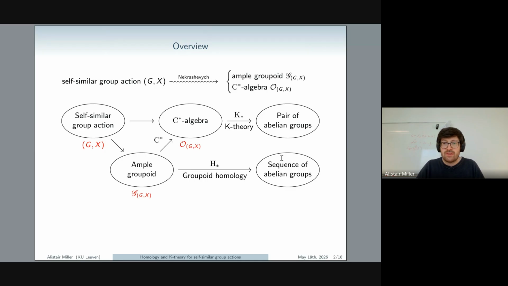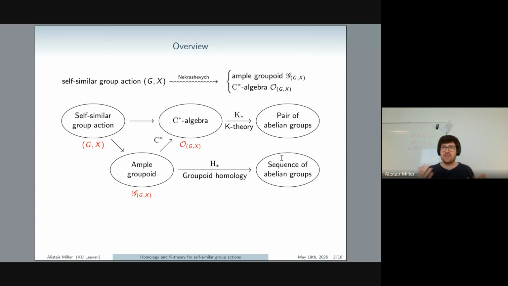The goal of this paper and of this talk is to compute the K-theory of the C-star algebra and the homology of the groupoid. These are invariants that are going to tell us quite a bit about these C-star algebras, especially because the C-star algebras we get are often going to be Kirchberg algebras, where the K-theory actually completely determines the C-star algebra. And we're going to see some similarity between the K-theory of the C-star algebra and the groupoid homology, but that is not necessarily going to be a tight connection between these things.